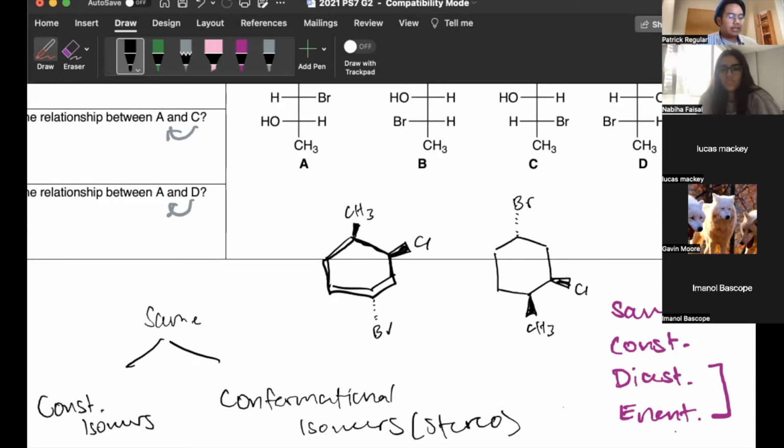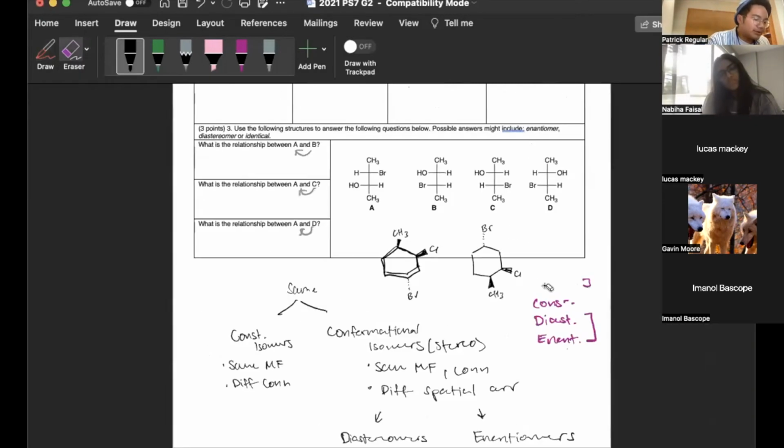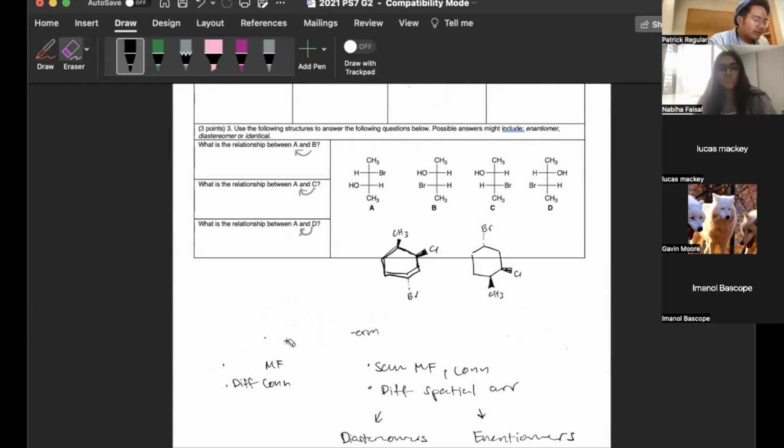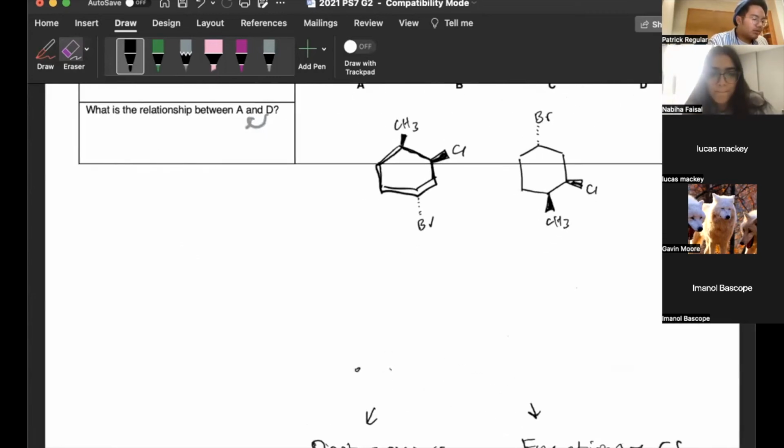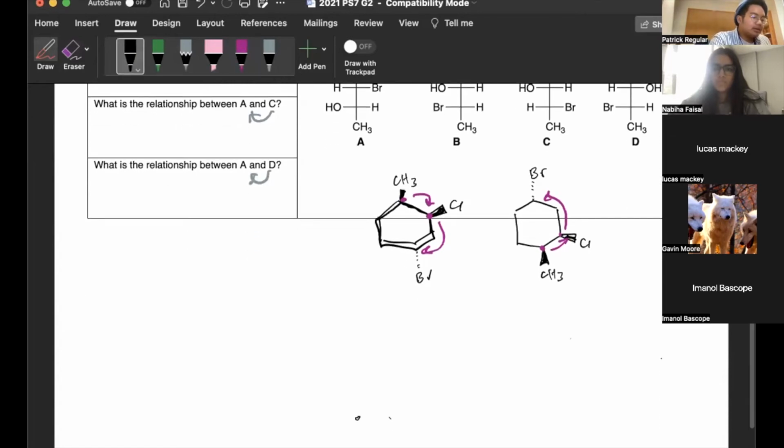This is something that they could throw out at you. There we go. That's what I was trying to draw. What kind of compounds would these be? And you might be thinking, all right, well, we have CH3, Cl, Br, and they're in the same wedge-dash pattern, so they must be the same. But that's incorrect.